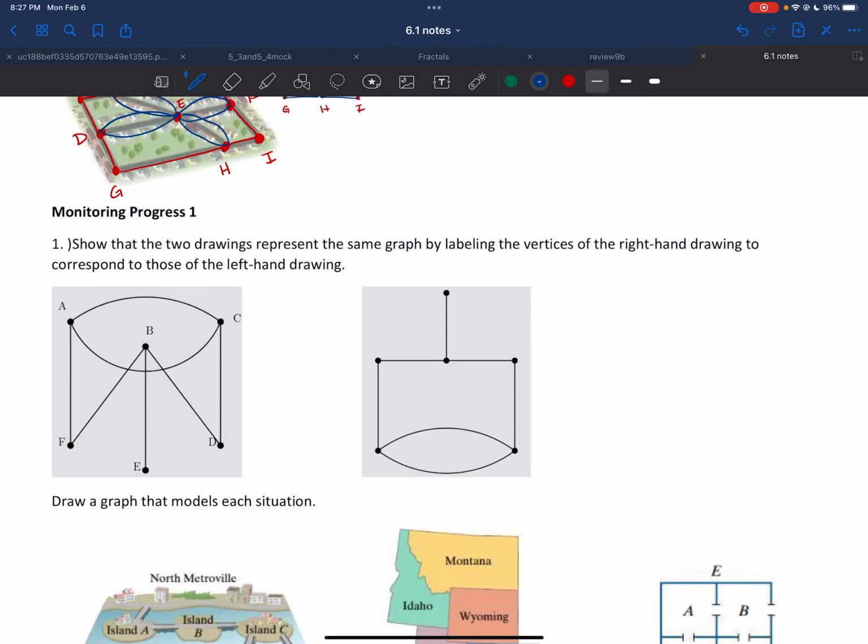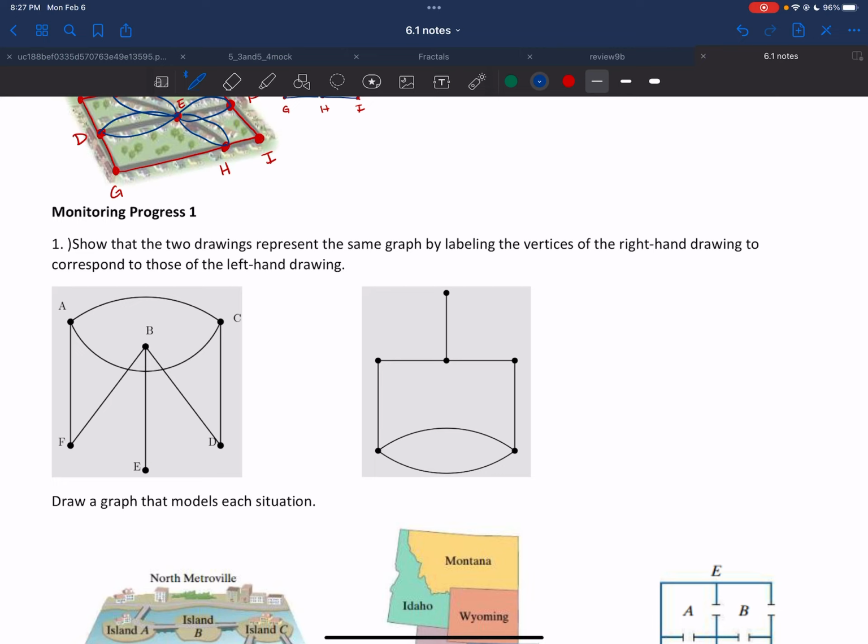Our first monitoring progress. You're going to show that the two drawings represent the same graph by labeling the vertices of the right-hand drawing to correspond to those of the left-hand drawing. Okay, let's go ahead and take a look here.